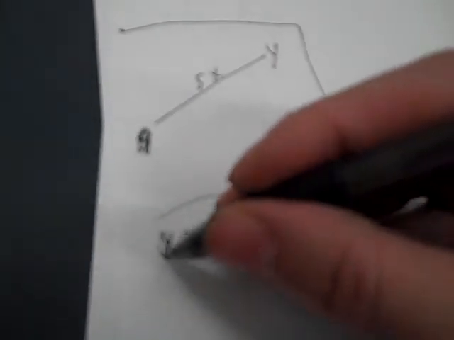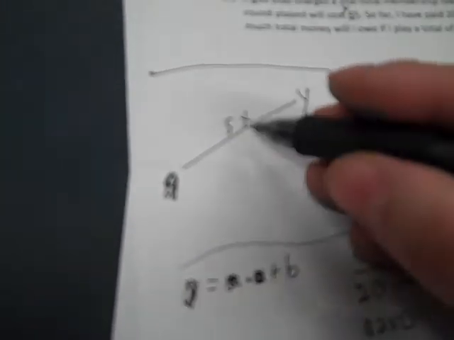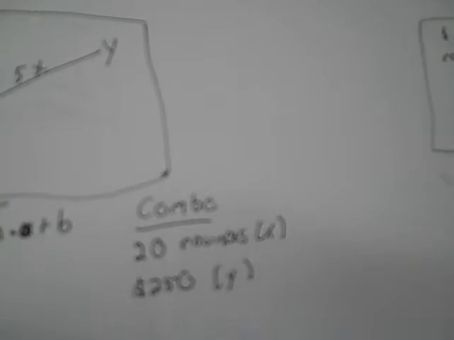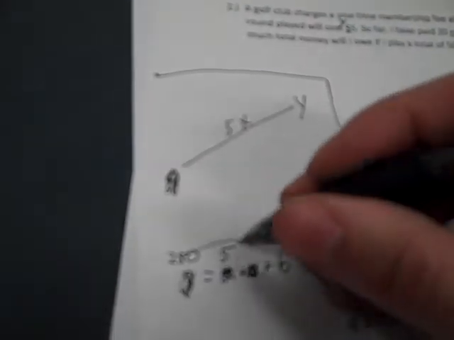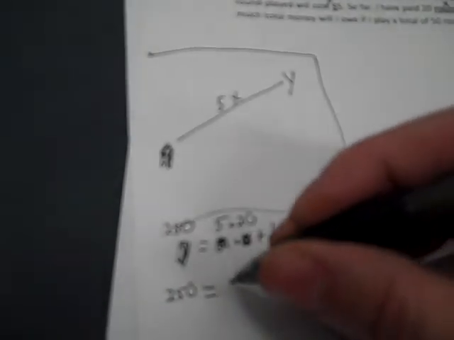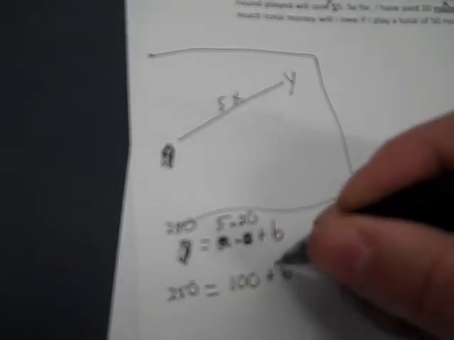Okay, so we need to eliminate these 3 letters sitting here, knowing that my M is 5. I got to know which is which here. The money is Y, so $250 is Y, and 20 rounds is X, okay? So, 250. After 5, we times by 20, so I have $250. Okay, 5 times 20 is 100 plus B.